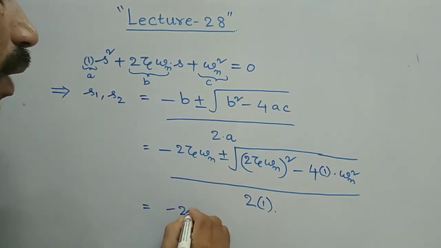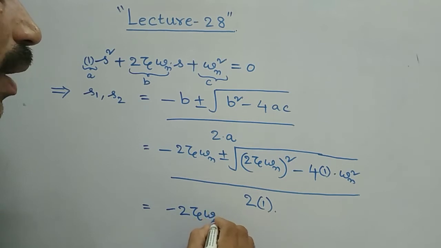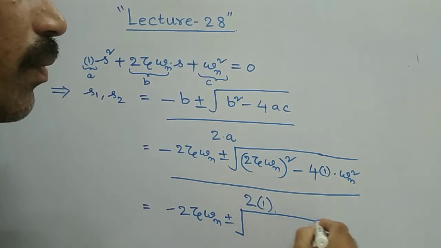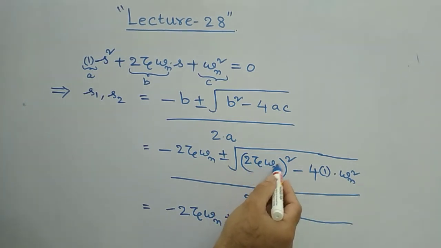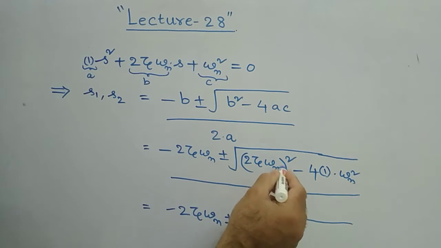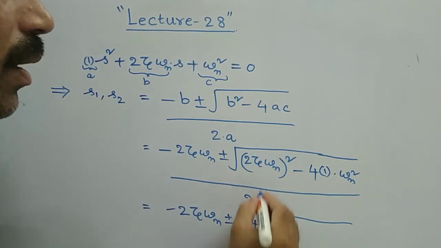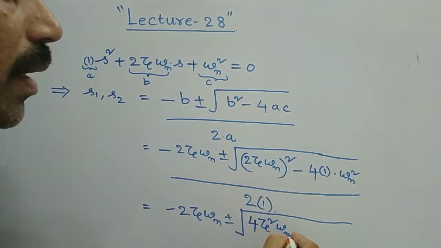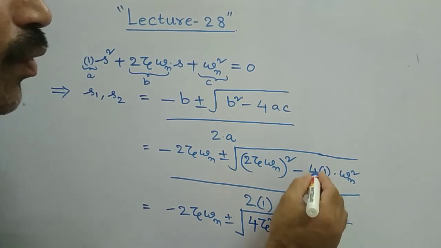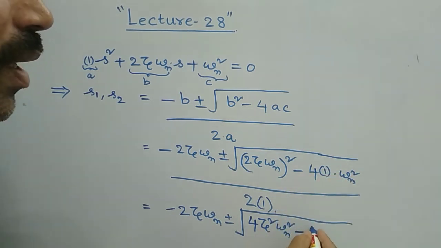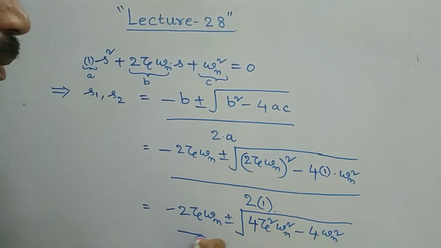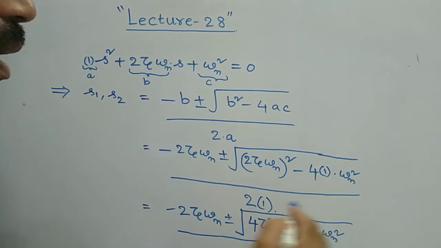minus 2 times zeta omega n, plus or minus under square root of 2 zeta omega n square. You take the square of this whole. So 2 square means it is 4. Clear? Zeta square and then omega n square. Minus, it is 4 into 1, 4, means 4 omega n square, whole by 2 into 1, which is 2.